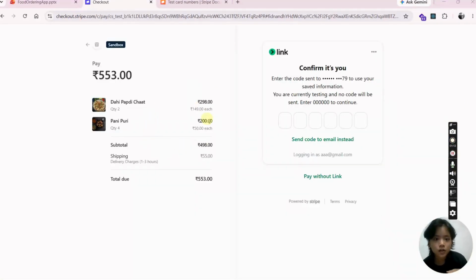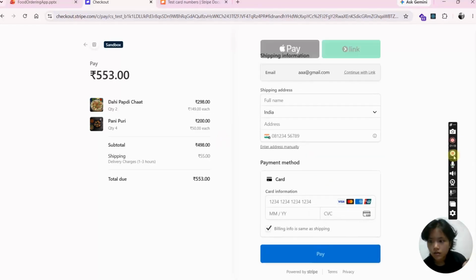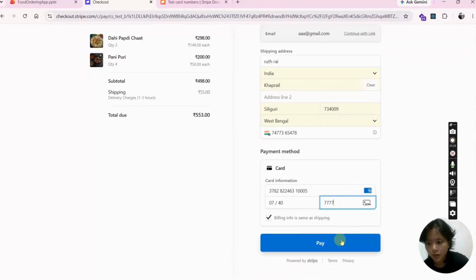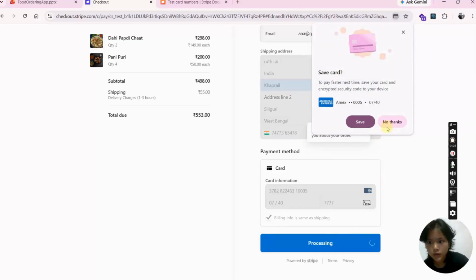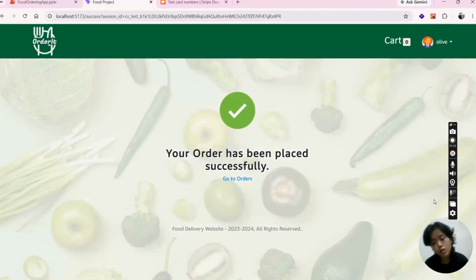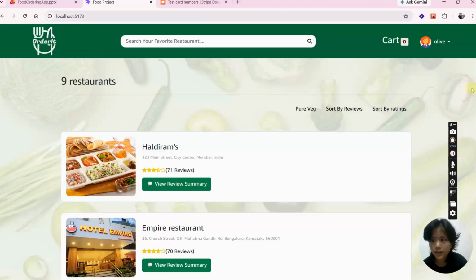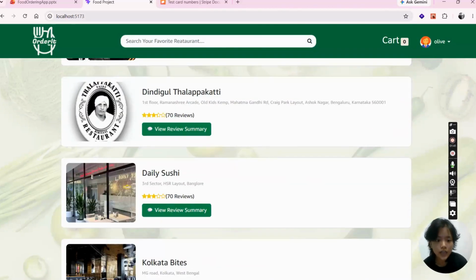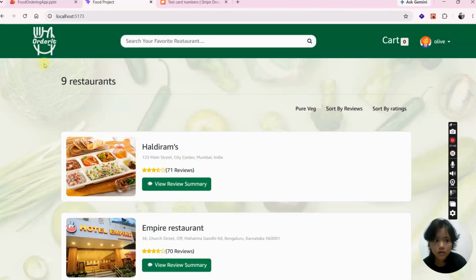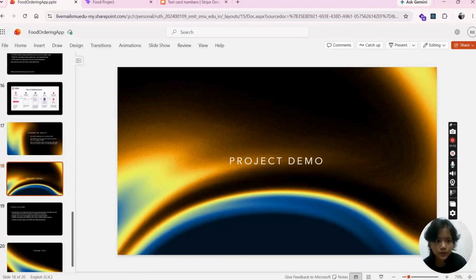So I have sent all of the information and everything. I would like to pay without the link. Since I have given all of the information, I would like to go forward with the pay. Processing, and it is going to show me a success, hopefully. Yes, your order has been placed successfully. So basically we have placed our order. So that is how this entire thing is working. The project demo, and ordering, the full project. So that was my project demo.